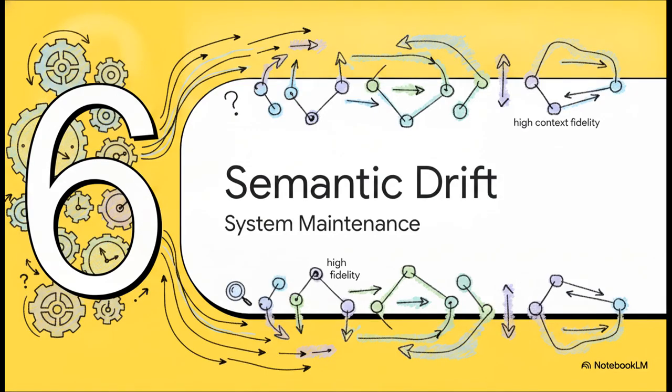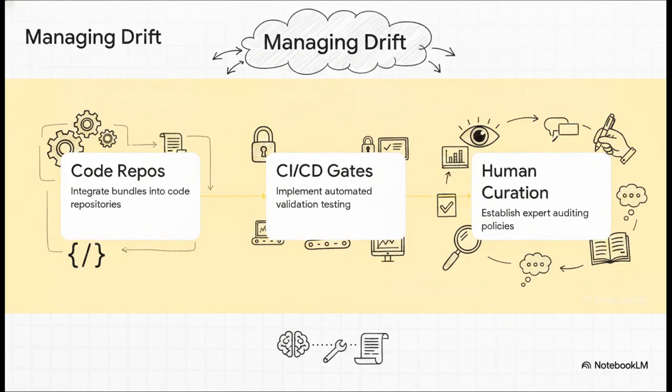Section 6. Managing semantic drift. For your final assignment in this explainer, we have to look at system maintenance. Semantic drift, that inevitable divergence between your real-world system state and your written documentation, is absolutely going to happen. To prevent it, your engineering response needs to follow these 3 steps.